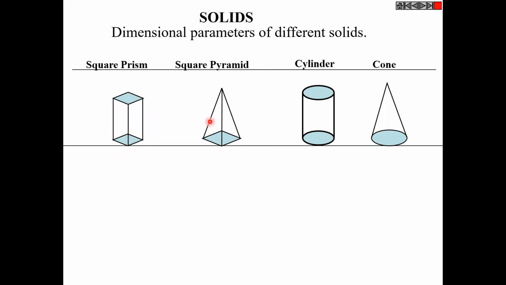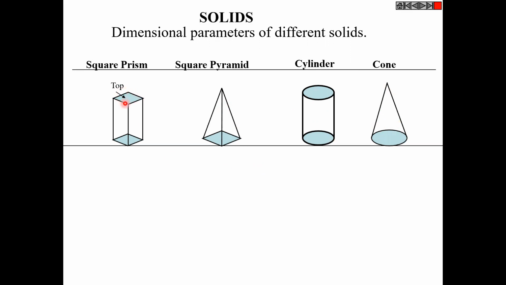In the case of the square pyramid, the base is a square shape and triangular faces emerge from each surface, so we call it a square pyramid. In the case of the cylinder, the top and the base are circular shapes and they are connected by the circular or lateral surface. In the case of the cone, the base is a circular shape and the surfaces join at the top point called the apex. Fine. So here we are going to see the different parameters.